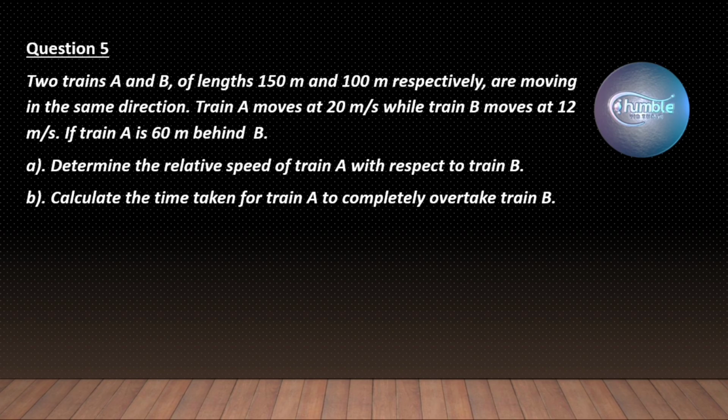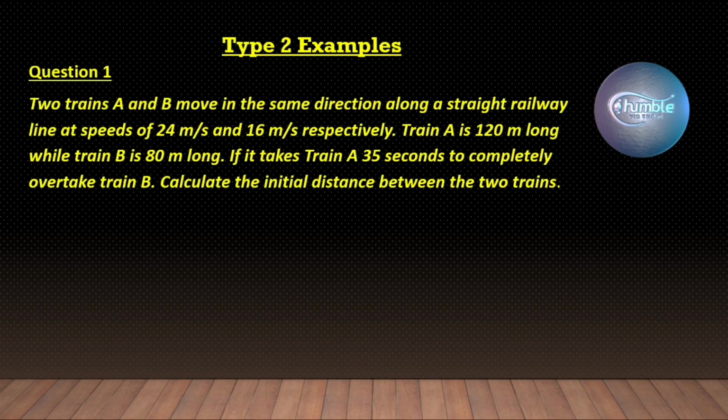Let us see another class of questions coming from this, a different way in which the same concept can be tested. Two trains A and B move in the same direction along a straight railway line at speeds of 24 meters per second and 16 meters per second respectively. Train A is 120 meters long while B is 80 meters long. If it takes train A 35 seconds to completely overtake train B, calculate the initial distance between the two trains.